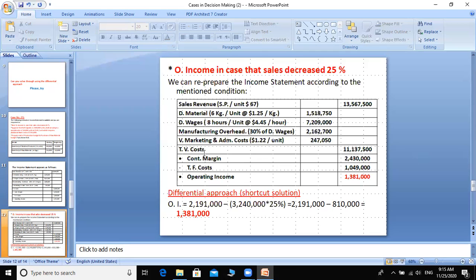So instead of re-preparing the income statement with decreasing 25% of sales revenue and deducting 25% of the variable cost, I know that fixed costs will remain the same. So the decrease will be in the sales and in the variable costs. The difference between sales and variable costs is the contribution margin, and it has a linear relation. So I can deduct 25% of this figure and finish. So this is the result with the shortcut.